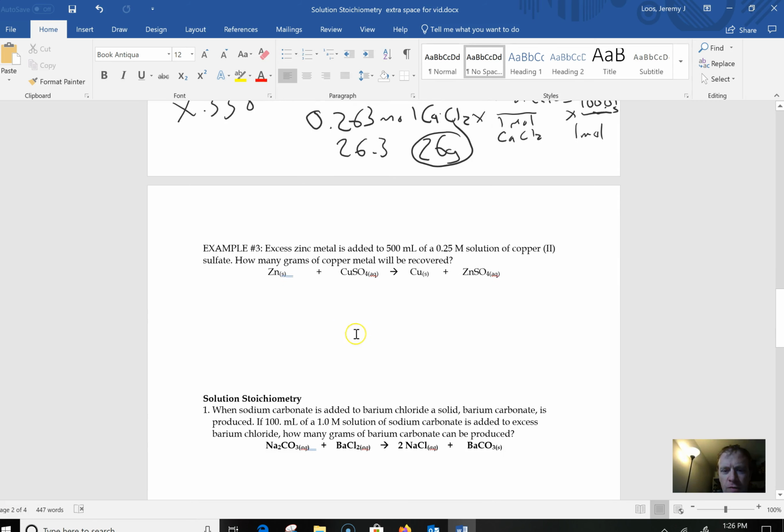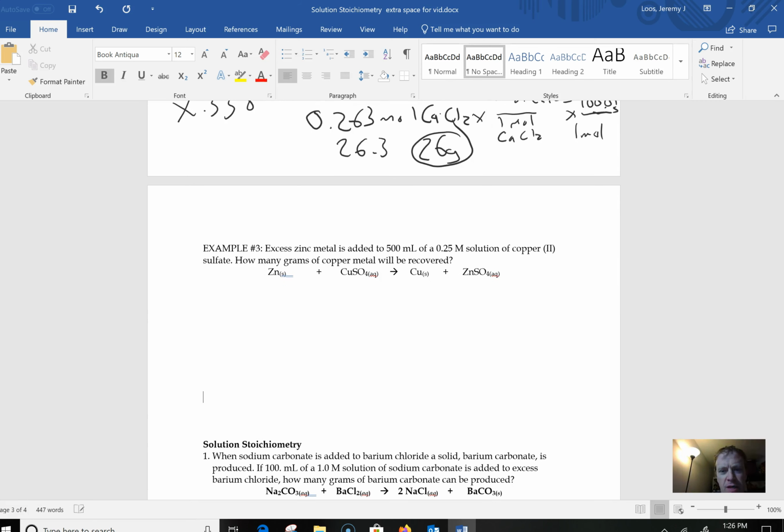Example 3, in your version of the workbook that you have, this is probably on the same page as all the other ones. It says excess zinc metal is added to 500 milliliters of a 0.25 copper 2 chloride solution. So copper 2 sulfate rather, that's this stuff right here. It's a solution, and it's saying how many grams of copper will be recovered. So eventually we're trying to find grams of a solid, and we're being given the volume and the concentration of a solution. And again, when that is the type of information you're being given, we can't use molar masses from the periodic table because it's a solution, it's mostly water.